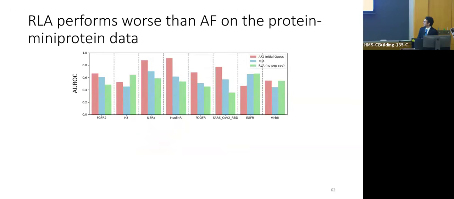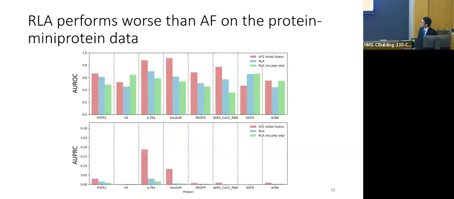We also here show the area under the receiver operator curve and the area under the PRC curve, because there are so few successful binders. Often we have a very imbalanced data set. It's helpful to look at the area under the PRC curve as well as the area under the ROC curve. But it still demonstrates very clearly here that RLA is not performing that well.